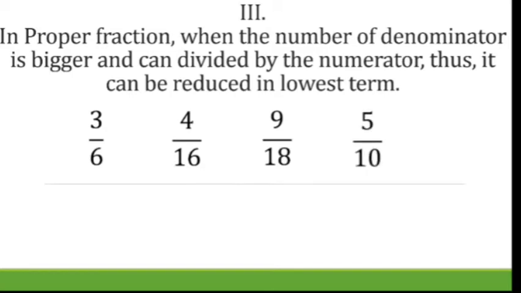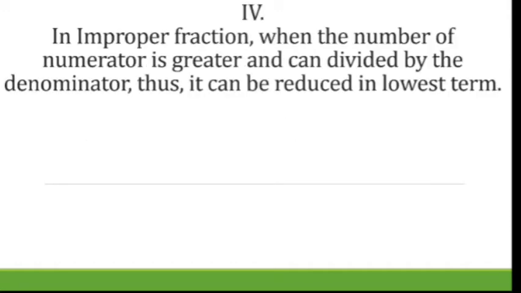Then, lastly, tip number 4, in improper fraction, when the number of numerator is greater and can be divided by the denominator, thus, it can be reduced in lowest term. So, ibig sabihin lang nito, kapag daw mataas yung numerator natin at pwedeng i-divide kay denominator, so, meaning to say, pwede nating i-simplify. Halimbawa, 15 over 5.